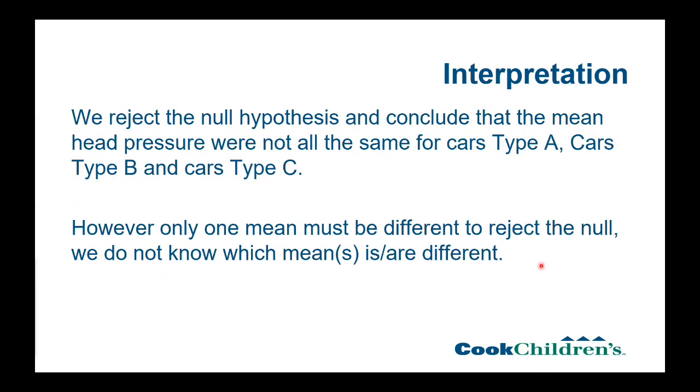So what's the interpretation? We rejected the null hypothesis and concluded the mean head pressure were not all the same for cars type A, cars type B, and cars type C. However, only one mean must be different to reject the null. We do not know which mean is or are different. And that's where this next step comes in.